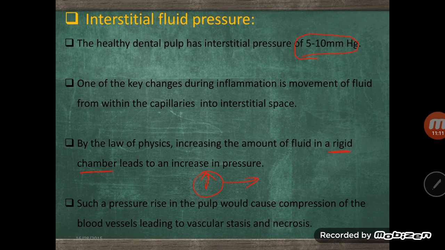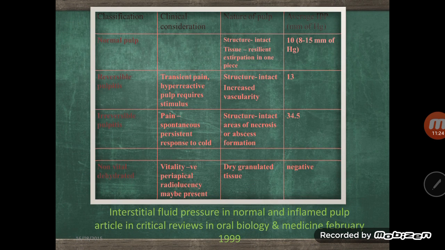The reason for the activation of the nerves and the pain during pulpitis is the increased pressure. Such a pressure rise in the pulp would cause compression of the blood vessels, leading to vascular stasis and further necrosis of the pulp. So this table is a star table. There are many questions from this table from the 2016 and 2015 All India exams.